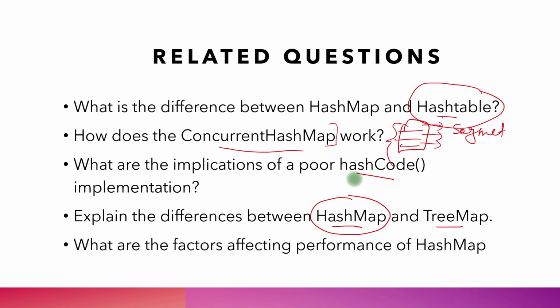Next is, what are the factors affecting the performance of HashMap? A proper implementation of the hash code must be there. That is how it can make sure there is a proper distribution of the keys, and the equals method also. Whenever we have those properly implemented, it will make sure that HashMap is performing its best.